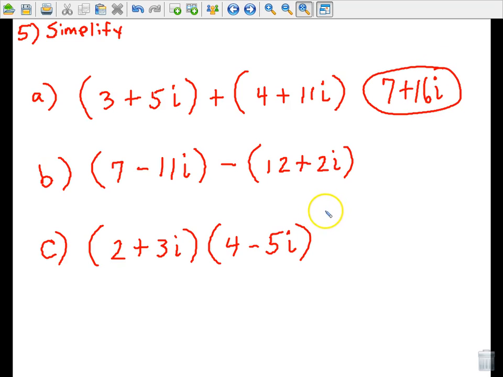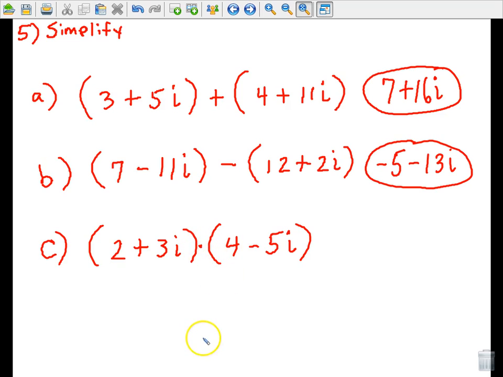Letter B, let's see, Virginia. Yeah, you kind of have to be careful with subtraction because you're subtracting 2i. So negative 5 minus 13i. And notice what operation is implied here? Multiplication. So you need to think like you normally did with multiplying two binomials. What method? The FOIL method.